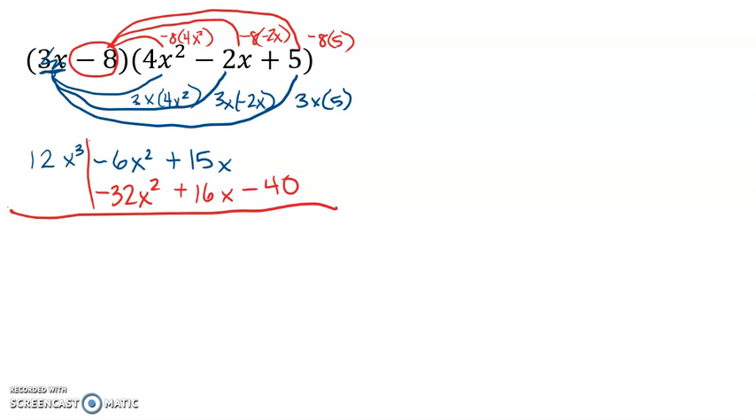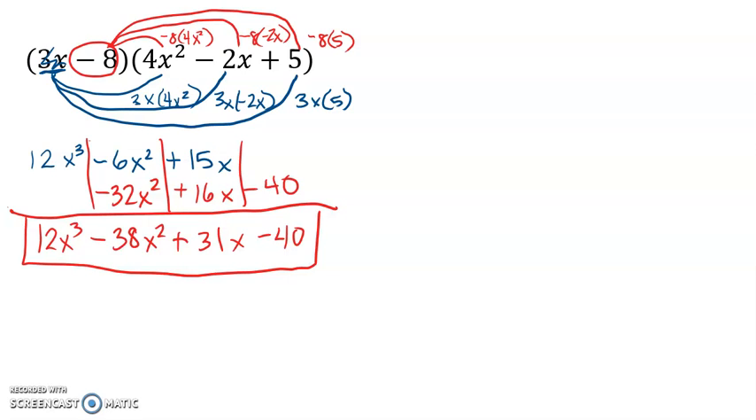And now it's time to combine, right? So x cubed, I only have 12x cubed. Negative 6x squared and negative 32x squared is negative 38x squared. 15x plus 16x, so that's positive 31x. And then we have our constant negative 40. That's as far as you can go. That is our product when we multiply that binomial times trinomial.